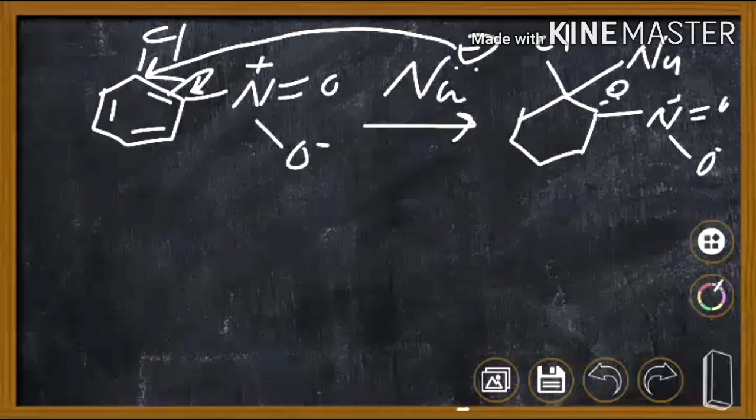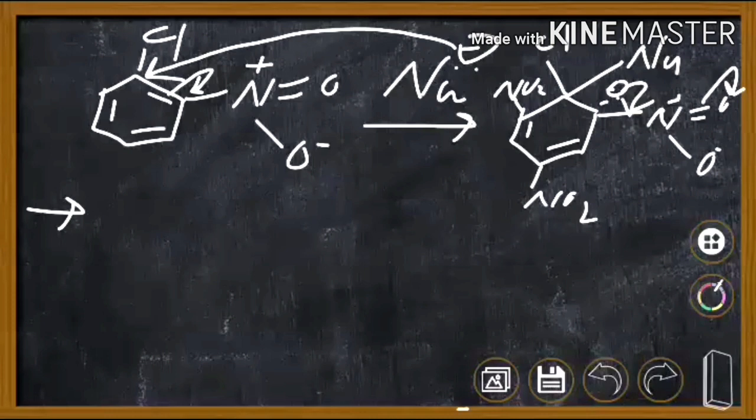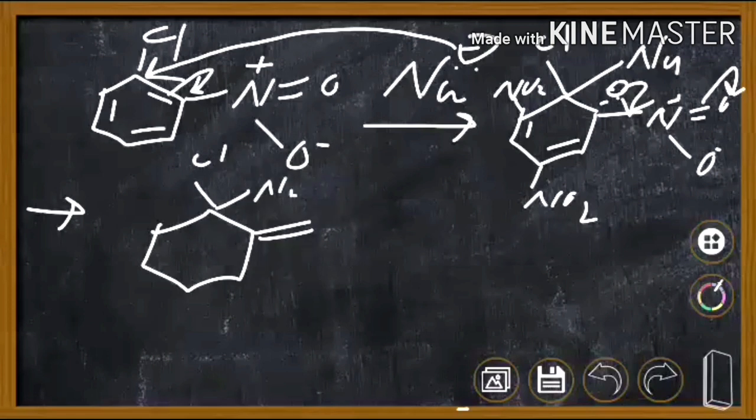Now due to the presence of this NO2, what will happen? This negative charge again moves toward this NO2 functional group. That is the importance of the presence of this NO2. So here also NO2, and here also NO2. Now you can have Cl, nucleophile, double bond N O minus, plus, double bond, and NO2.